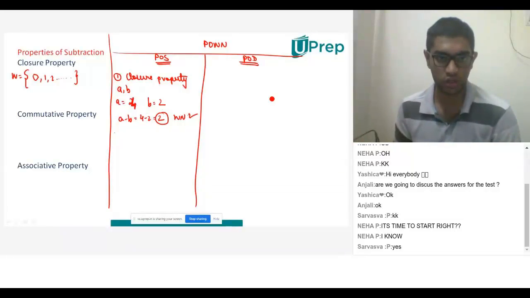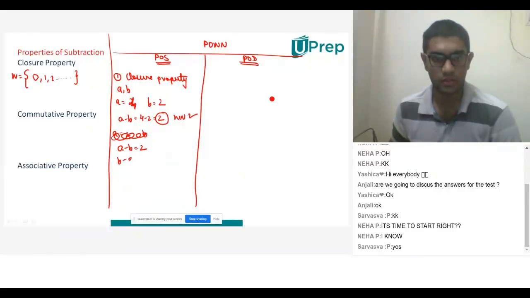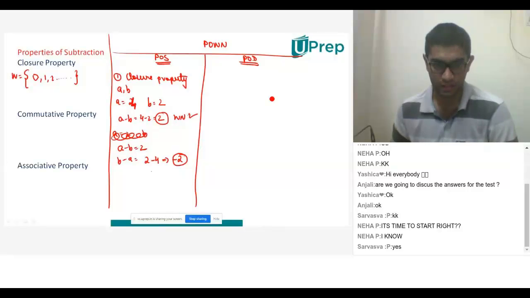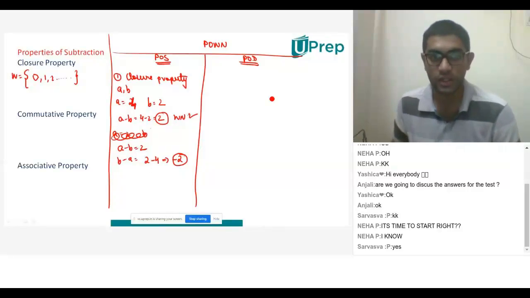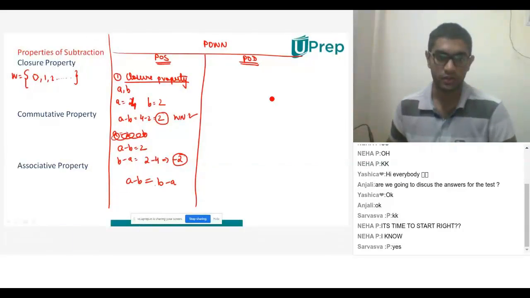But what if I reverse it? A minus B was 2. What about B minus A? Is B minus A also 2? What is 2 minus 4? Sir, it's only applicable if it's addition, it can be true, but if it's subtraction, then it's not true. Exactly, that is what I was looking for. So in case of the closure property of subtraction, A minus B may or may not be equal to B minus A.